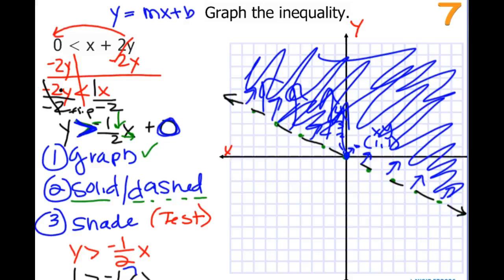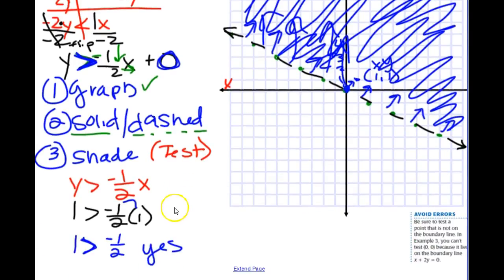Alright, so reminder that you can either test a point or look at your symbol to graph above or below, meaning our shading. But if you want to double check for sure, always test a point.